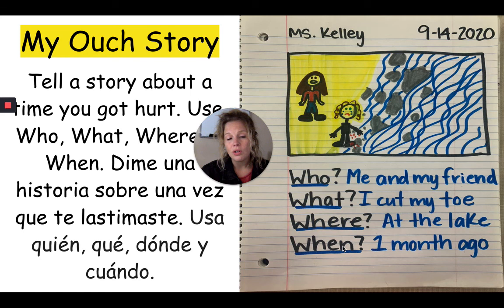So what I want you to do is I want you to go tell someone a story about the time you got hurt. And then you can draw a picture about it. And I want you to try to write sentences, or you can try to use labels to label the who, what, where, and when. So if you want to put me right here and a friend right here, I want you to try to give as much information and try to use some words and some labels.